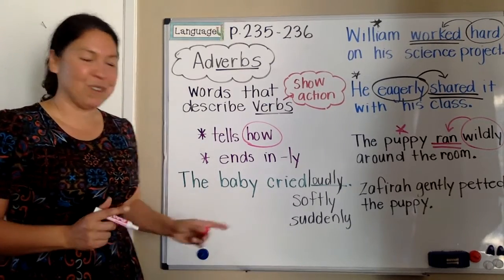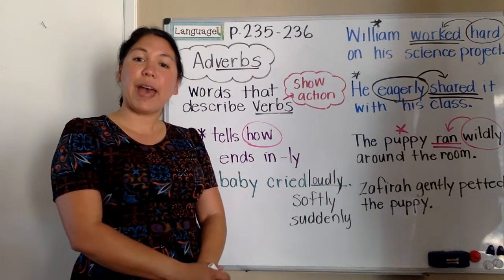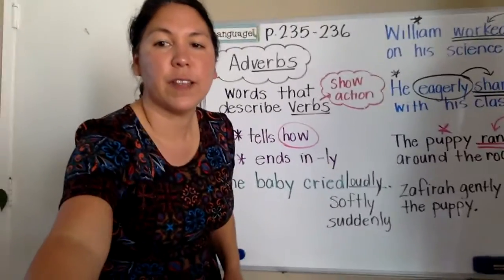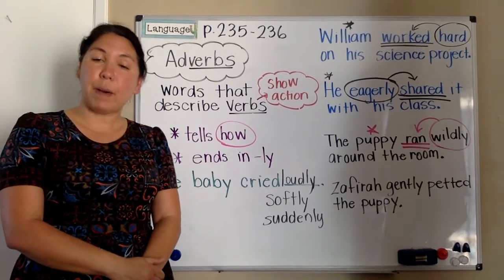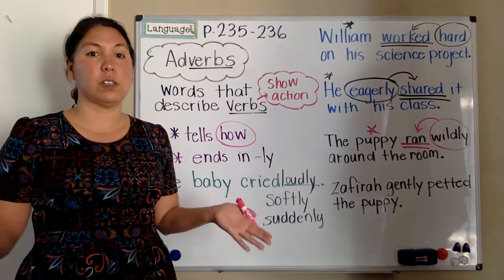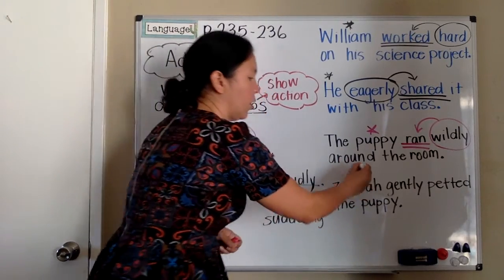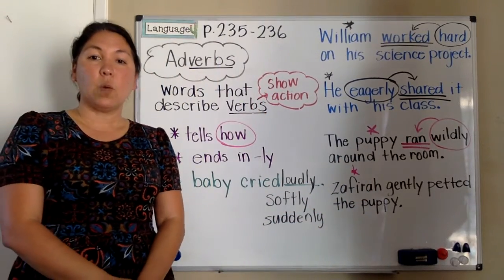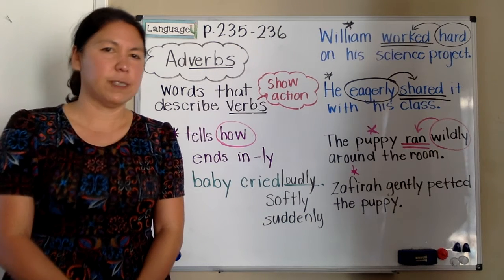Okay, now we got a wonderful third grader in our next sentence. Zafira gently petted the puppy. Turn that a little bit so we can see the whole word. There we go. Zafira gently petted the puppy. Okay, who's our star of our sentence here? Zafira, she's the subject. She's our star of our sentence. And what did Zafira do?